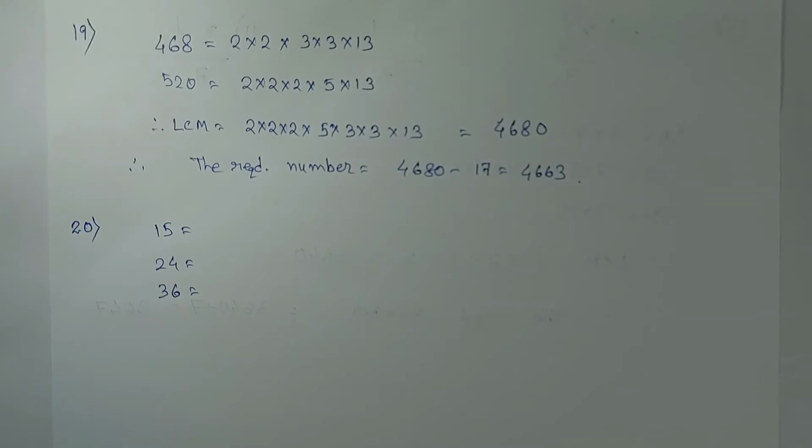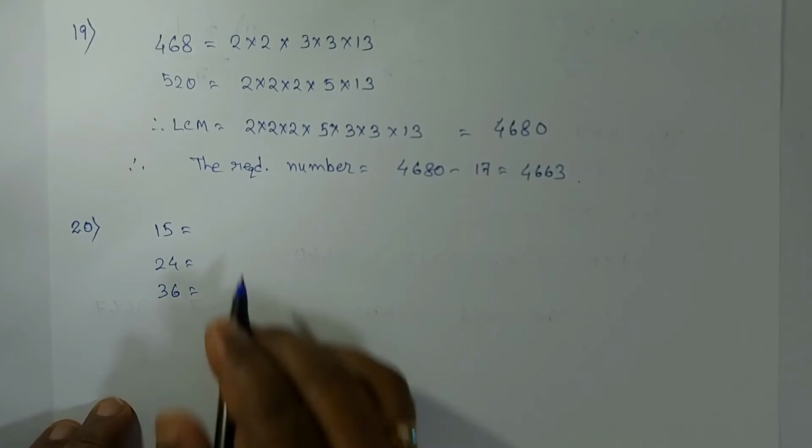Now in order to be divisible by all of the three numbers, a number must be divisible by the LCM of these three numbers. Whatever the LCM of these three numbers is, if the required number is divisible by that, then it is divisible by these three. So first let us determine the LCM.